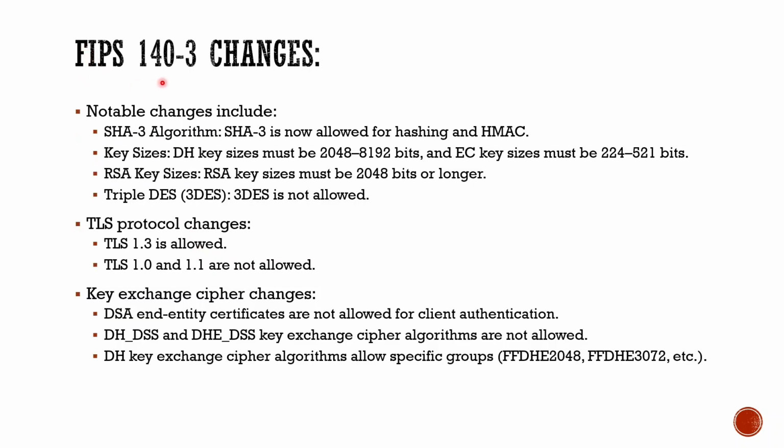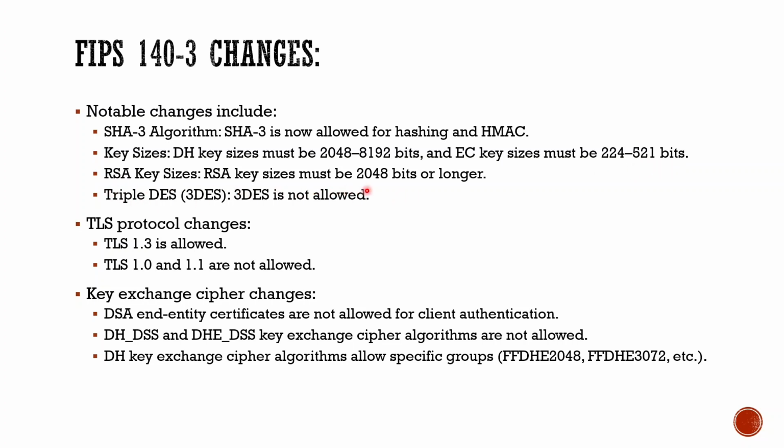Here we'll go through the changes that took place in FIPS 140-3 compared to FIPS 140-2. Some of the notable changes are that the SHA-3 algorithm is now allowed for hashing and hash-based message authentication code. The SHA-1 algorithm is no longer supported from FIPS 140-3. The Diffie-Hellman key sizes must be in this range, and the shorter bit keys are no longer supported. Even elliptic curve keys must be in this following range of 224 to 521 bits.